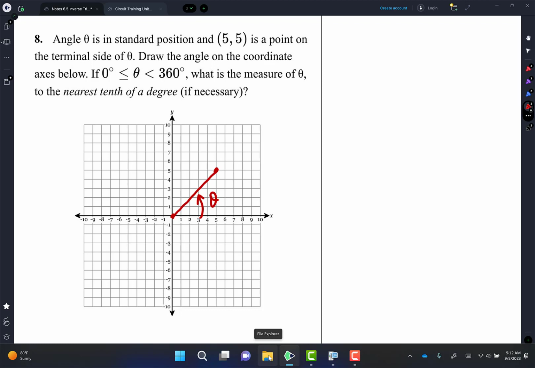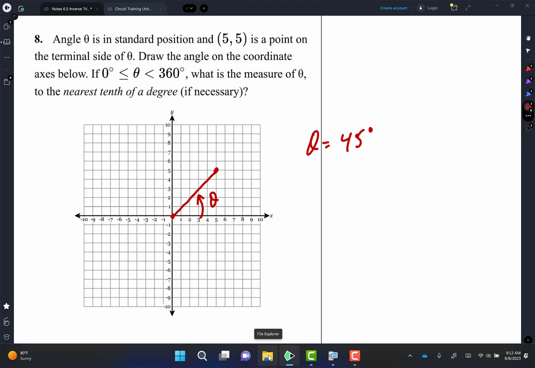Without your calculator, what does that angle look like to you? How did you get it without a calculator? The sides are the same. So it should be making a connection to your 45-45-90 triangle, where the sides are the same. It should also make a connection to the unit circle. At 45 degrees, the x-coordinate and the y-coordinate are the same: square root of 2 over 2, comma, square root of 2 over 2.